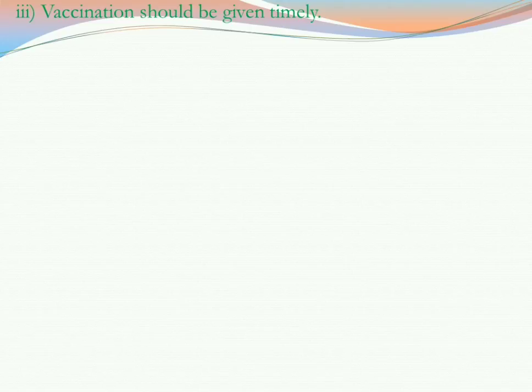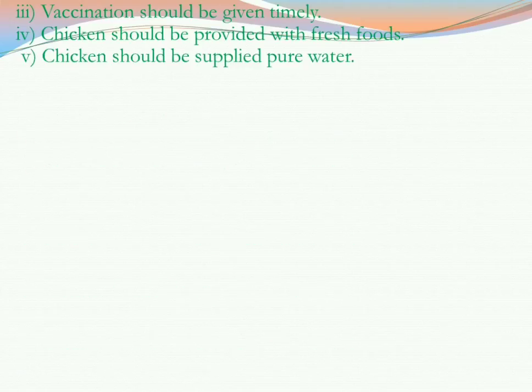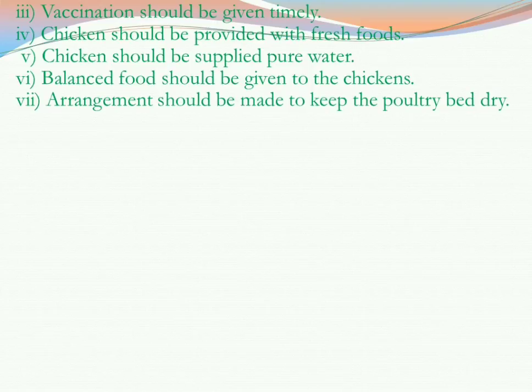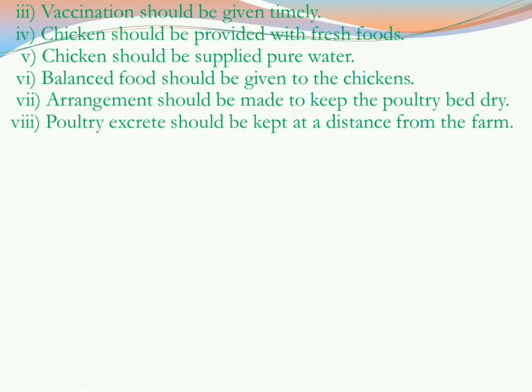Vaccination should be given on time. Chickens should be provided with fresh food. Chickens should be supplied pure water. Balanced food should be given to the chickens. Arrangements should be made to keep the poultry bed dry. And last but not least, poultry egg cages should be kept at a distance from the farm, because sometimes these things are a reason for some diseases.